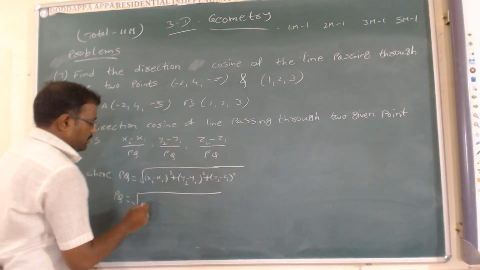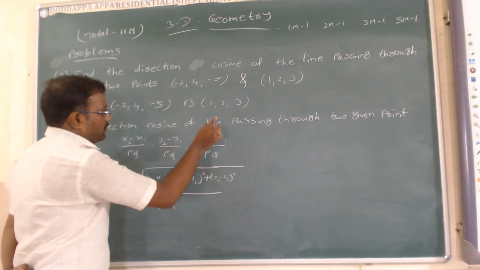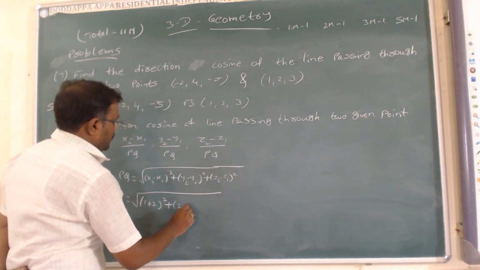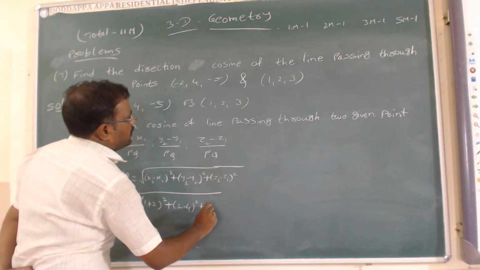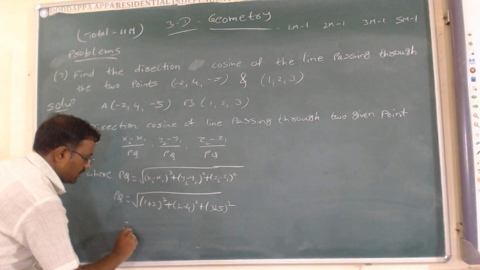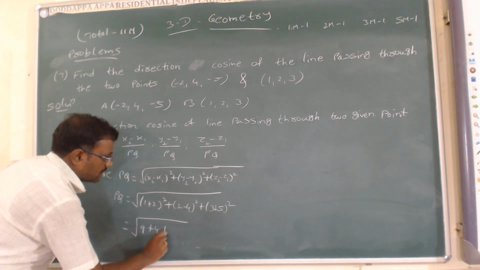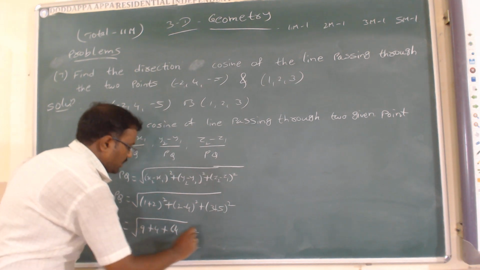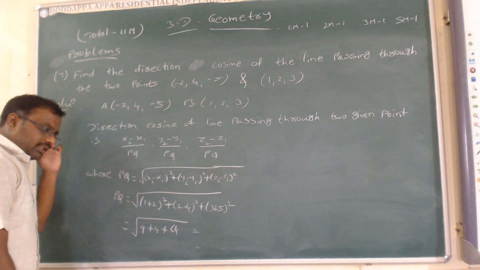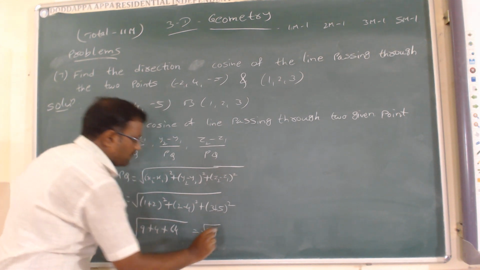Here x2 means 1, x1 is minus of minus plus 2, y2 means 2, y1 is 4, z2 is 3, z1 is minus of minus plus 4, 5. So if we simplify, this one is 9, 4 plus 64. So 64 plus 4 is 68, 68 plus 9 is 77.